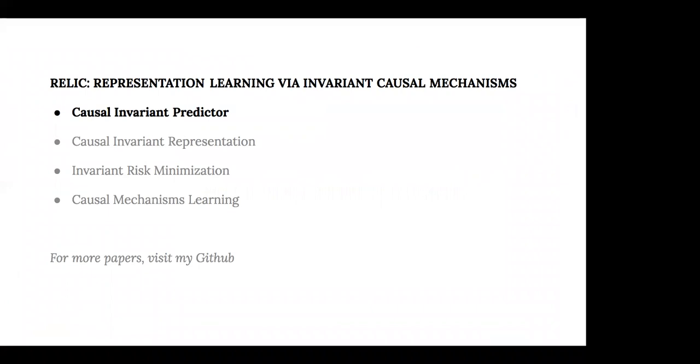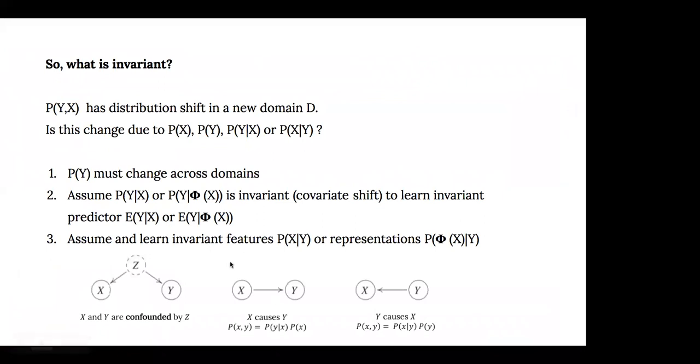So I broadly categorize them into three directions. First, causal invariant predictors: papers that look into causal invariant predictors. They mostly assume that P(Y|X) is invariant, which means they assume covariate shift, and they try to learn a classifier or the distribution or even the conditional mean that is invariant. Or sometimes, for the paper that I'll present today, the purpose is trying to learn a representation phi(X) that satisfies these conditions, right?